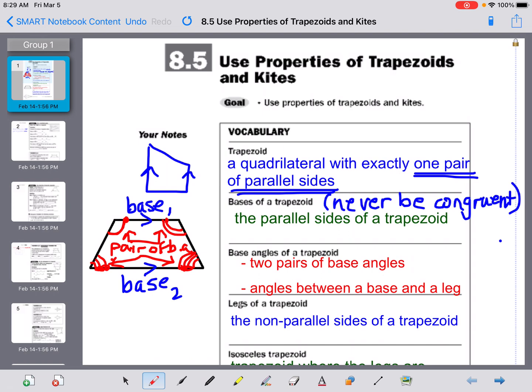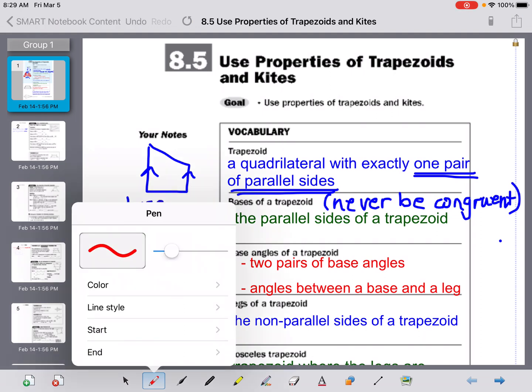The one thing we know for sure about those four angles, they have to add up to 360 because it is a quadrilateral, so all angles add up to 360. That's about the only thing that's certain on those angles in a trapezoid, but all four can be different measures, okay? All right, the legs of a trapezoid, the non-parallel side, okay?